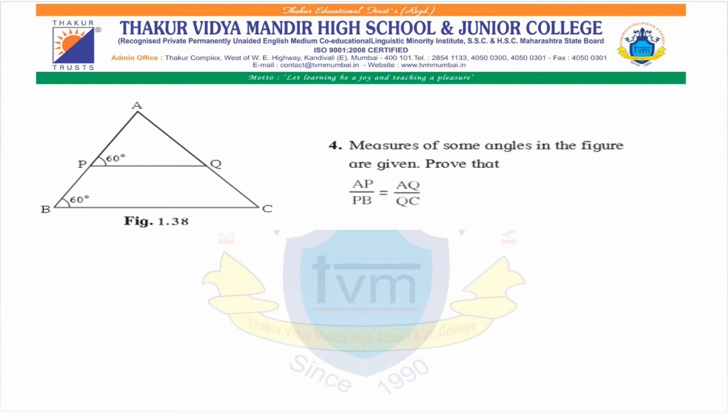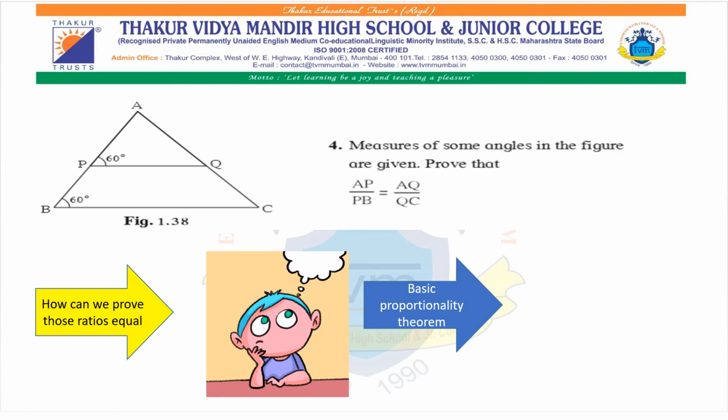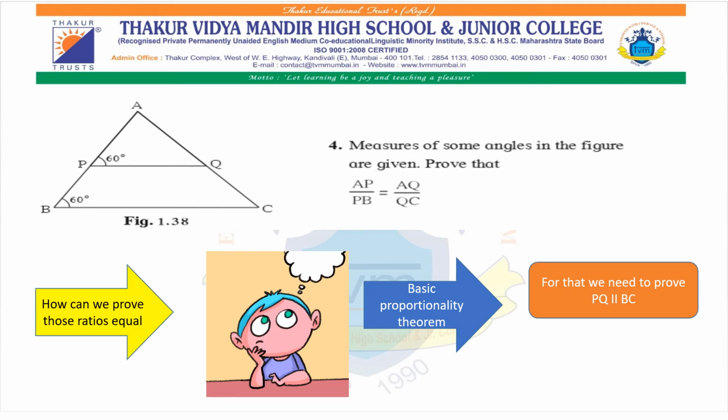Now we need to again think, how can we prove those ratios equal? Yes, we'll be using basic proportionality theorem to prove these ratios equal. And to use basic proportionality theorem in triangle ABC, we need PQ parallel to BC. We need to prove PQ parallel to BC.